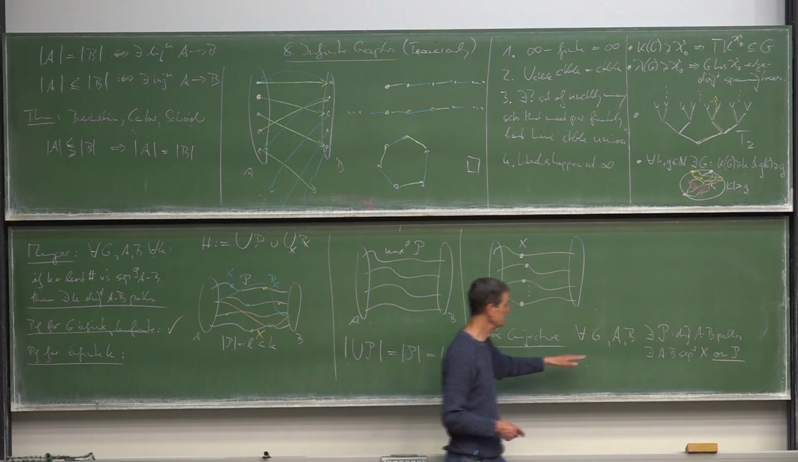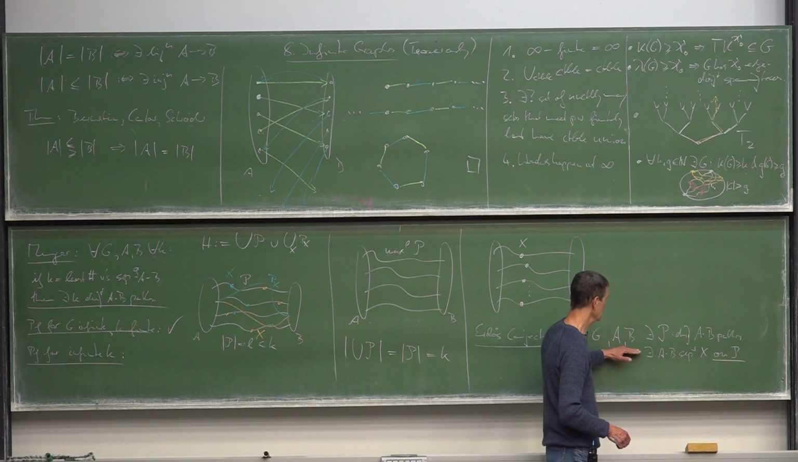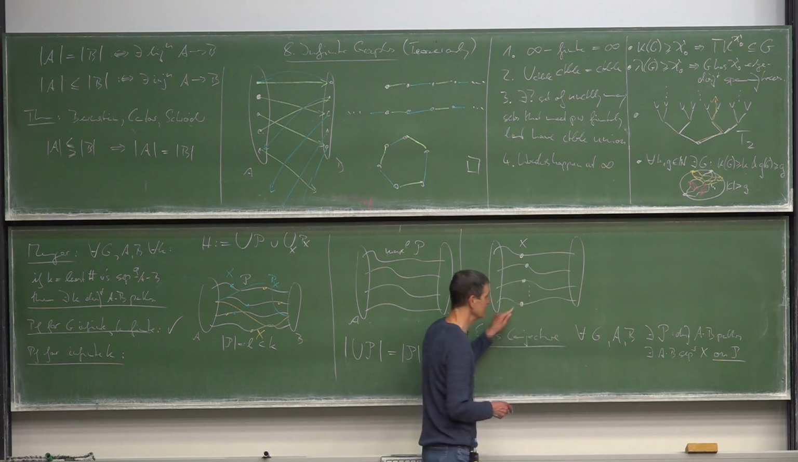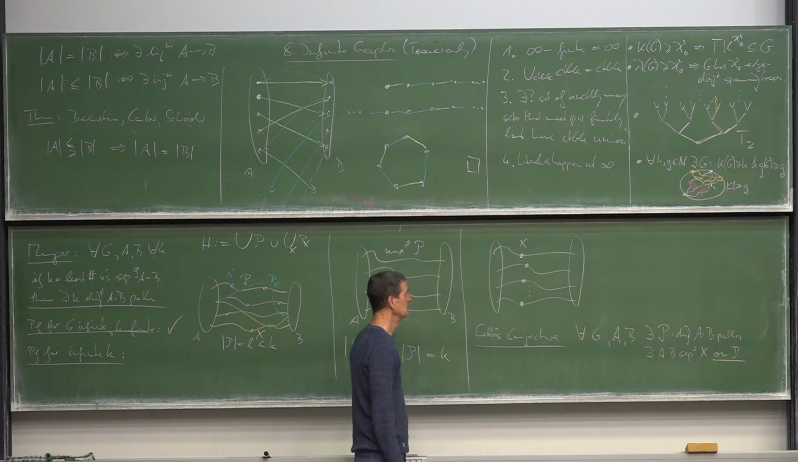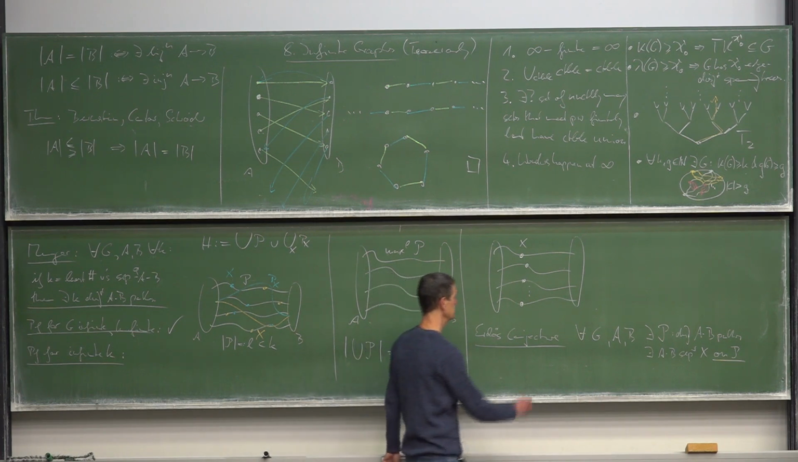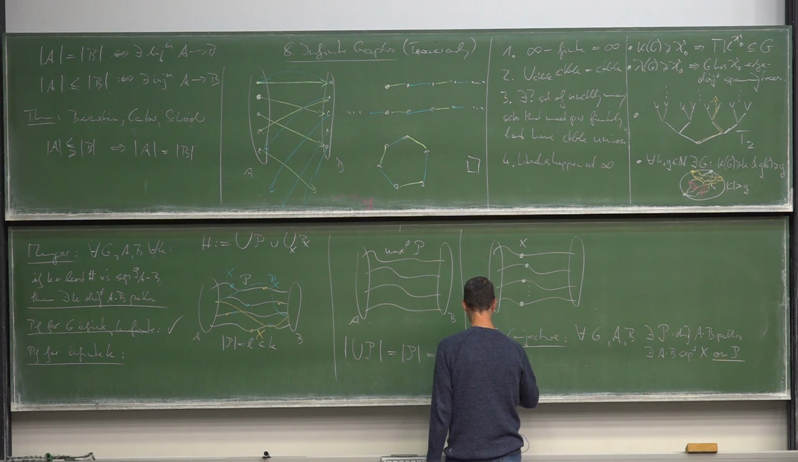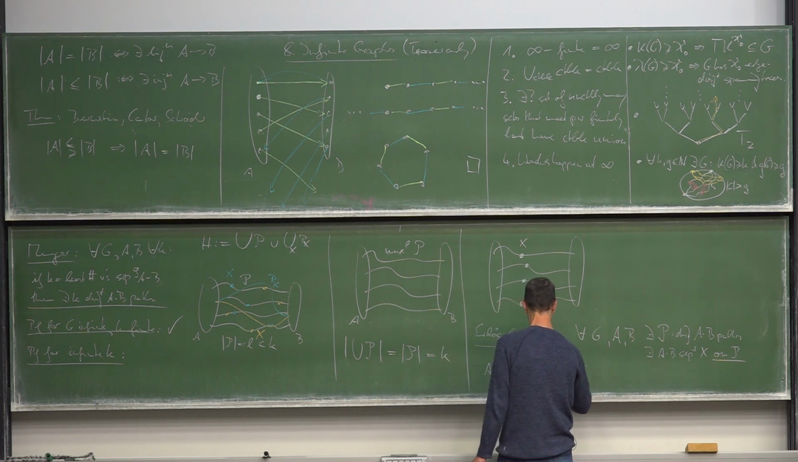So the assertion is for every G, for every two vertex sets A and B, there exist at the same time a set curly P of disjoint AB paths and a separator of precisely this form, picking one vertex from each path. And this was eventually proved after many decades by Aharoni and Berger.